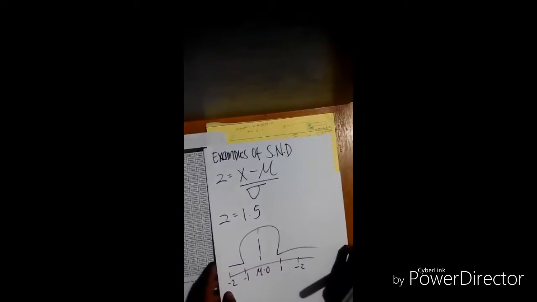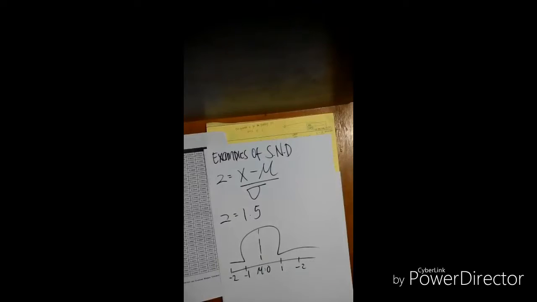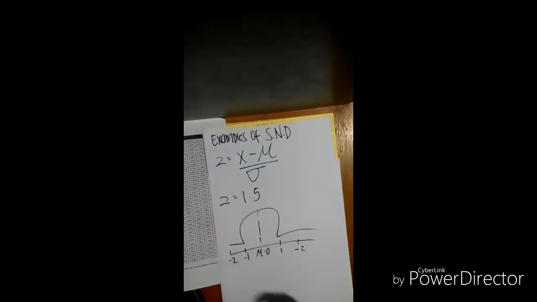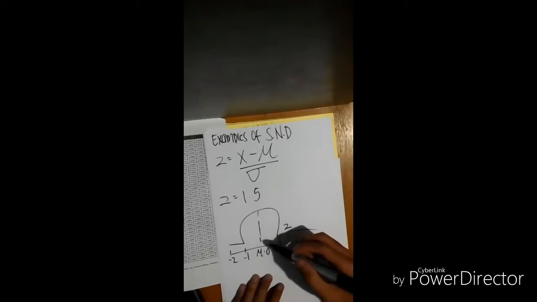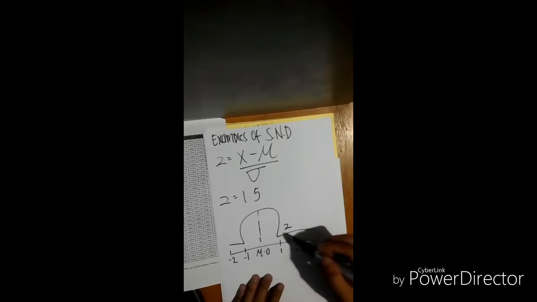Like this. For example, our Z is 1.5. The first thing we need to do is to locate our Z in our normal curve. So 1.5 will go here. Then shade the area from the mean up to our Z.